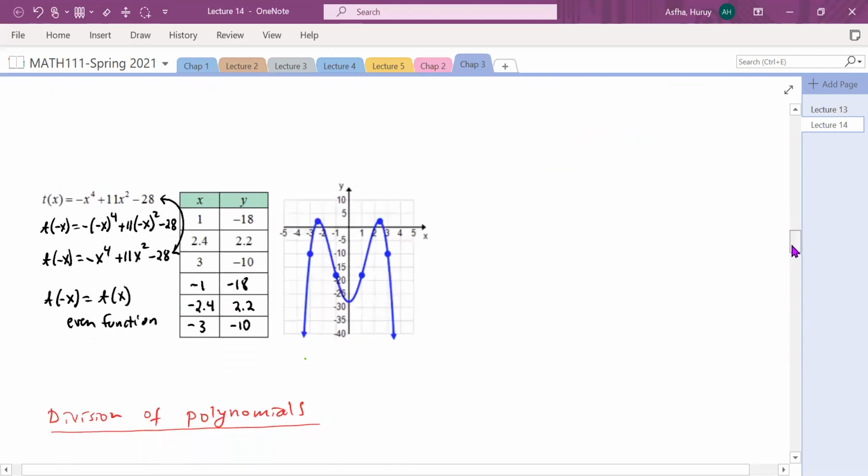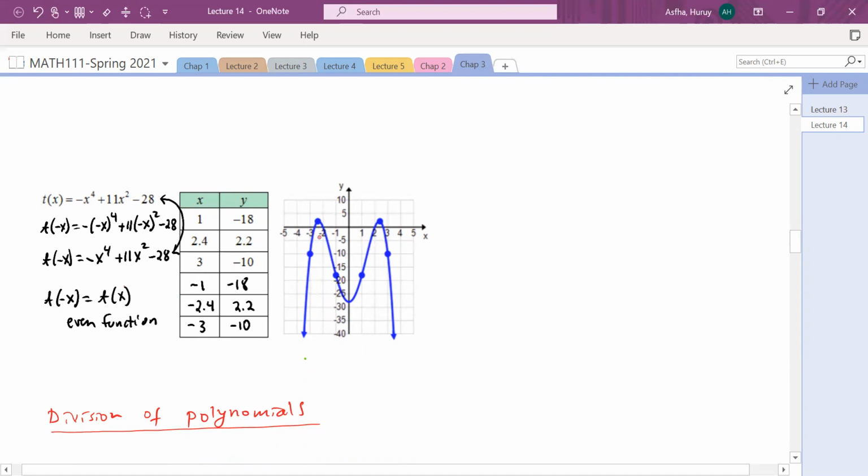Now, going back, if we go to this one now, we create it the traditional way. We use the traditional way by preparing the table of values. For arbitrary values of x, we find the values of y, and then we plot them. And this is the graph.